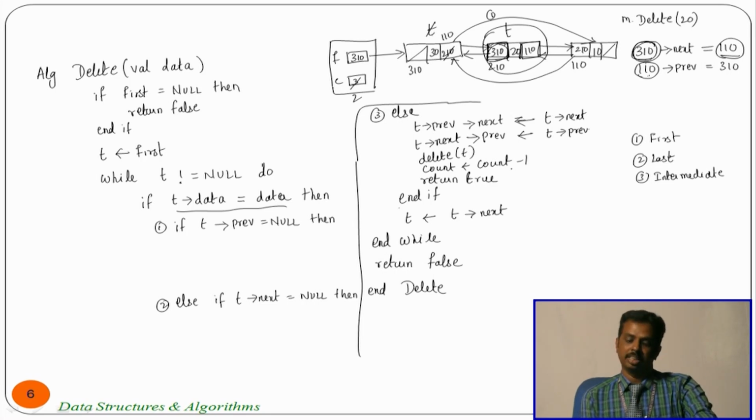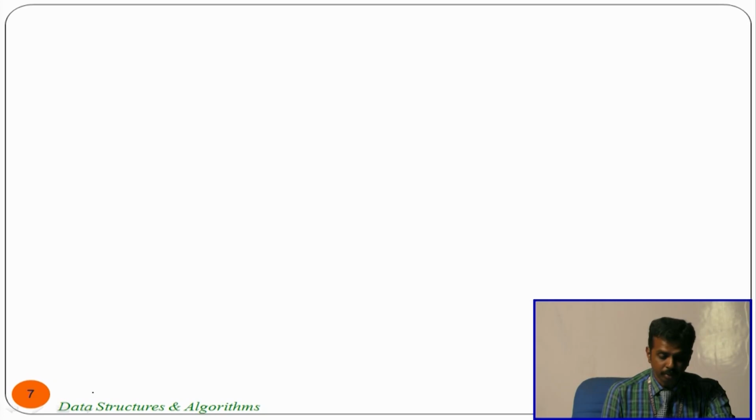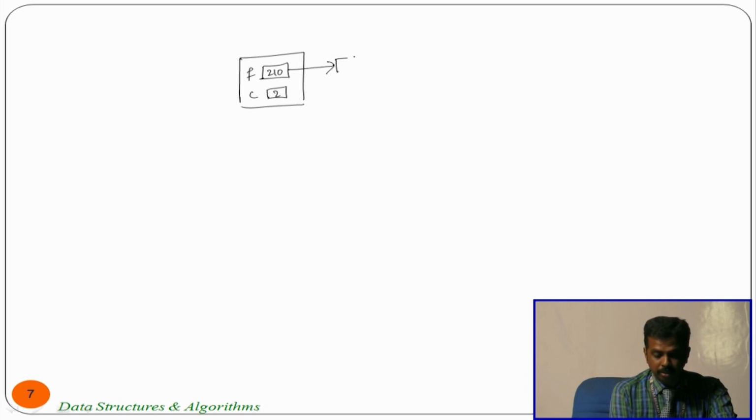So, this is the third case, that is, if the node to be deleted is present at the middle. Okay. And the next case is if the node to be deleted is the first node or the node to be deleted is the last node. Okay. So, how to solve it? See the same thing, one example: F and 210, and then count equal to 2.